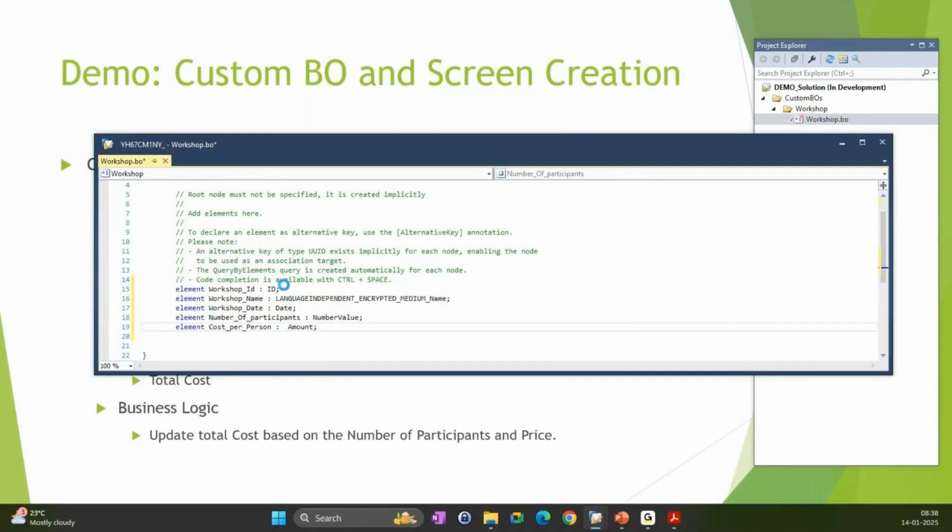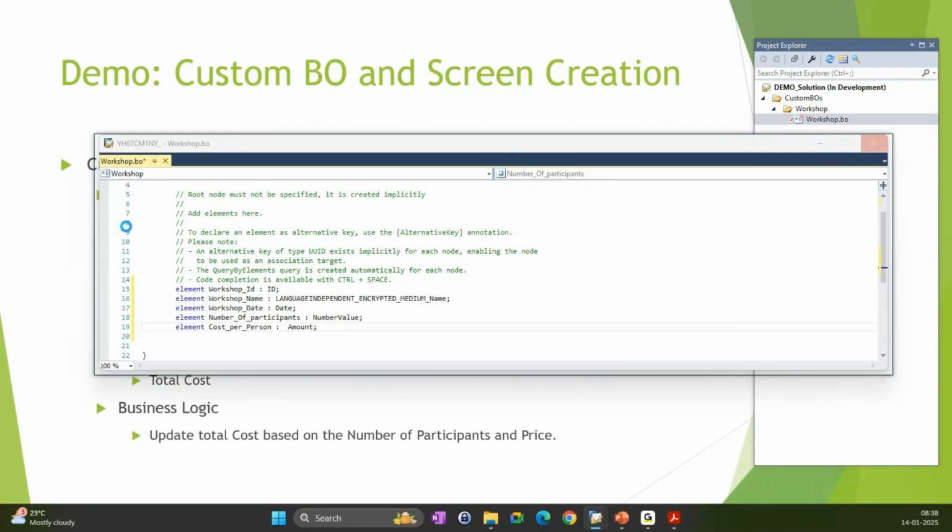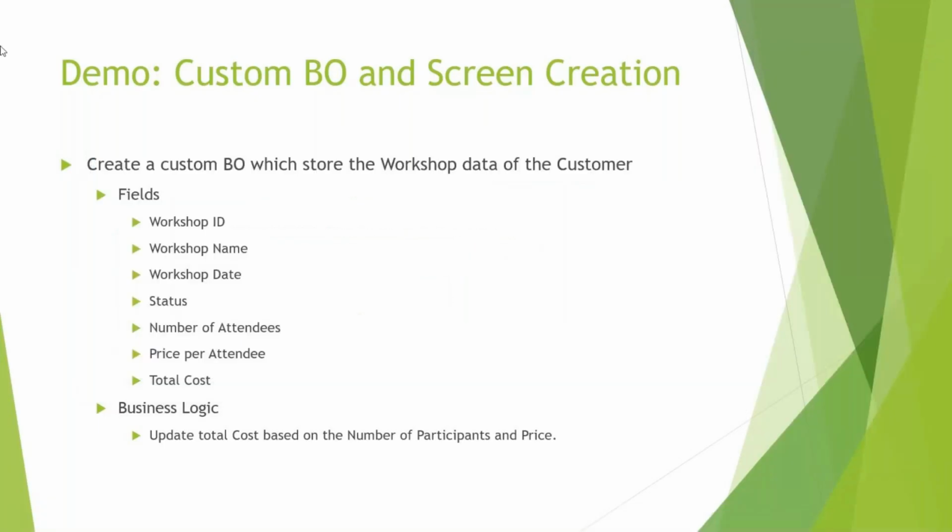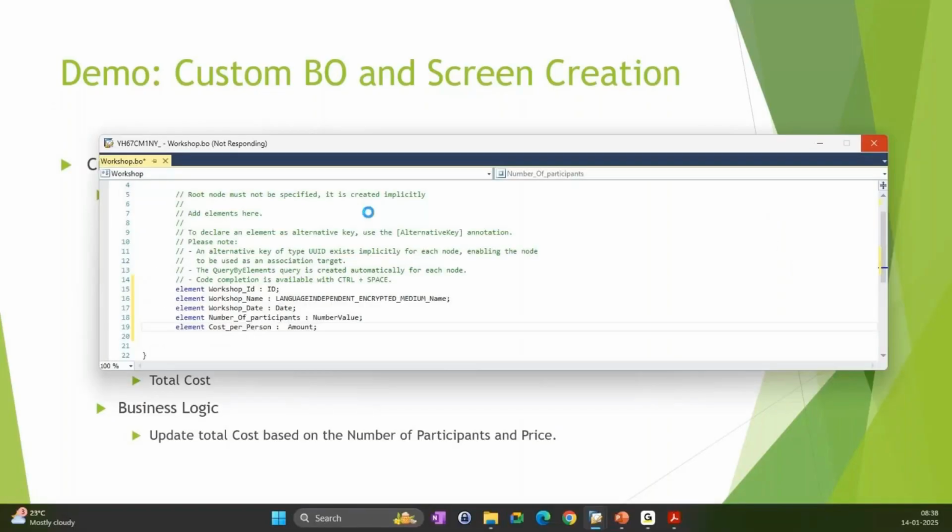The structure is defined. This one we will do in a BO. Let's say you want to add a new element. For now we just added 5 elements, but in our example we have other fields as well, like the status and other things. Those we can add later, going forward.